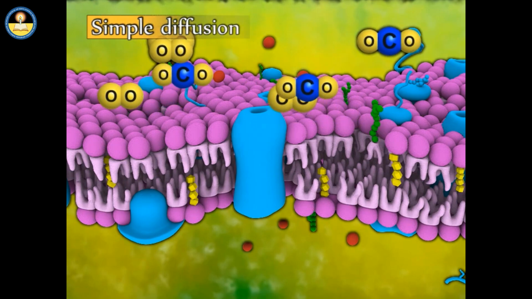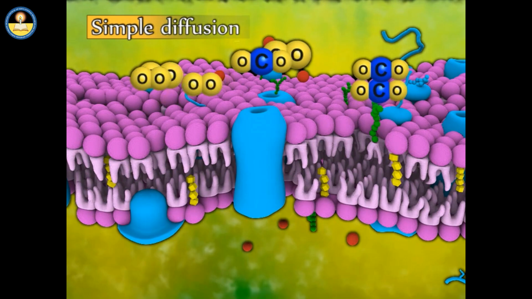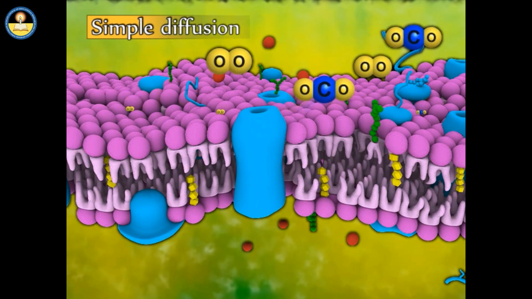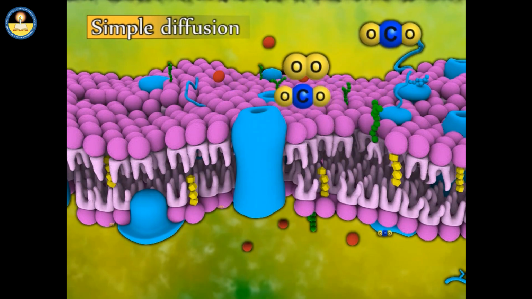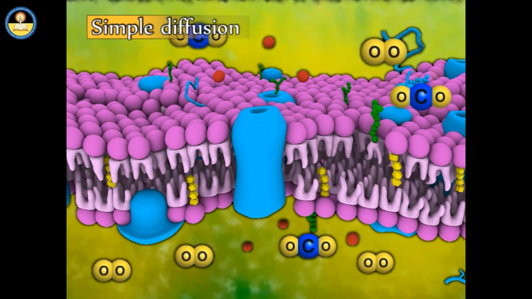The cell membrane controls what moves in and out of the cell. The membrane is selectively permeable. It permits entry and exit of only some substances in the cell. That's why it is known as selectively permeable.